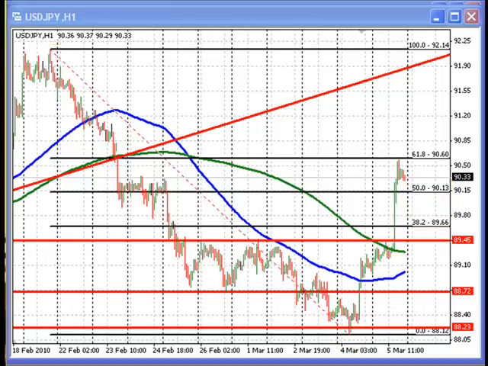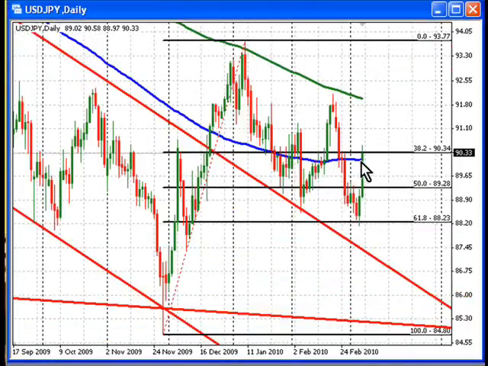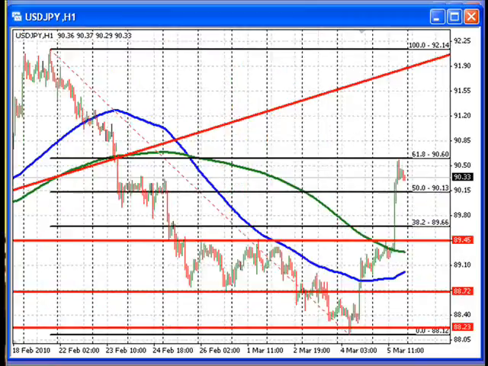Why? Because if we go back to our daily chart, 90.13 there, and look at the 100-day moving average, what is the 100-day moving average? 90.15. So 90.13, 90.15 is going to be of significance for the dollar versus yen on the downside here. If it's able to hold that level, we should see a push to the upside.